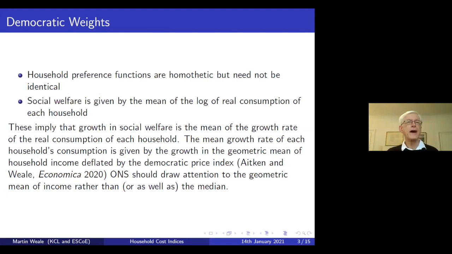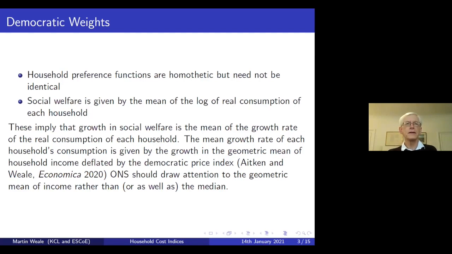What can we say about democratic weights? Where did the idea of democratic weights come from? What's the difference between democratic weights and plutocratic weights? As I mentioned earlier, the weights in the conventional price index are calculated by looking at the shares in total expenditure by the household sector as a whole. And these are plutocratic because if you look at shares in expenditure by the household sector as a whole, then that measure will reflect the spending patterns of those households that are spending a lot of money. It won't reflect the consumption patterns of those that aren't spending very much money.